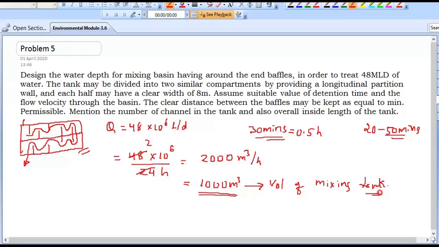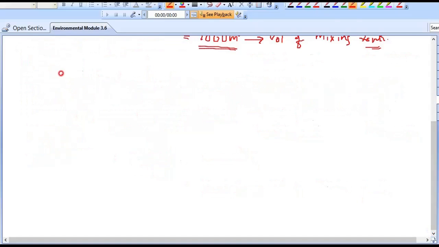Any doubts? Now we will assume another data, the flow velocity. The water allowed through this mixing device has to move at some velocity. The design says it should be 0.15 to 0.45 meter per second. Then we will assume 0.3 meter per second.